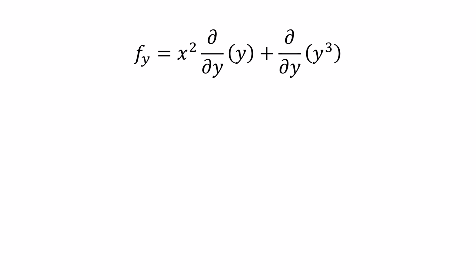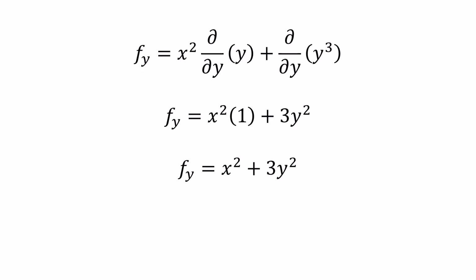Differentiating, we obtain f_y = x² times 1 + 3y². Multiplying, we arrive at a final answer of f_y = x² + 3y².